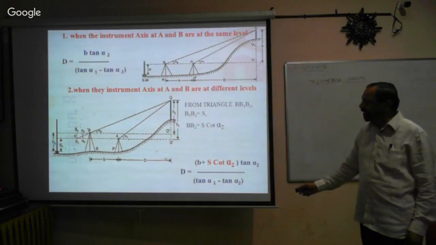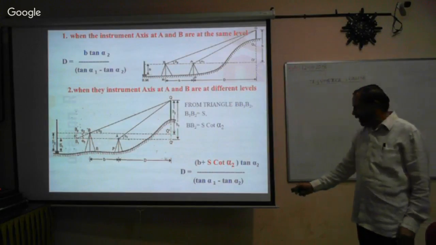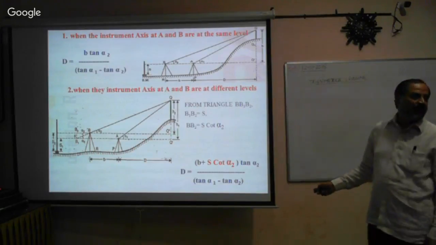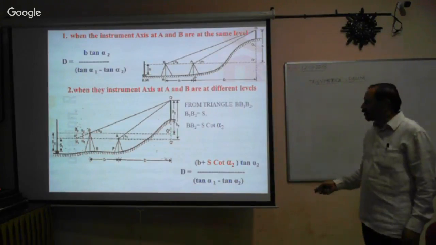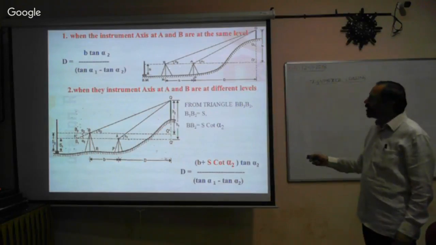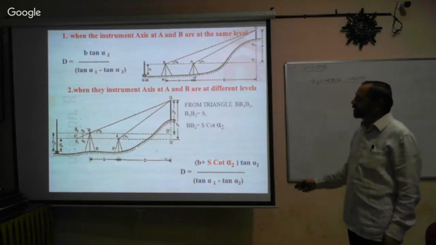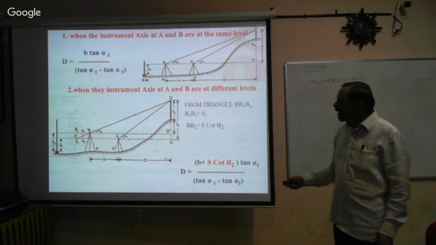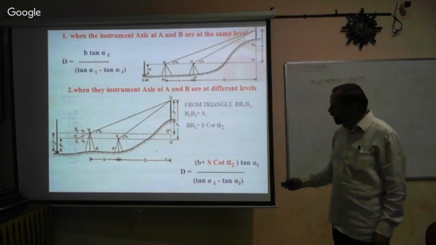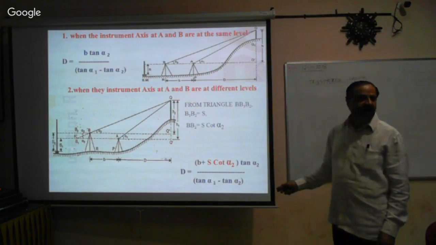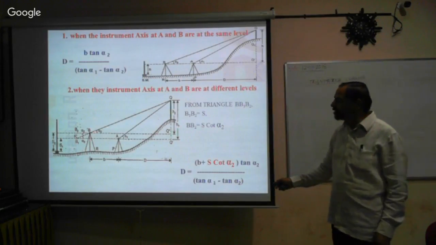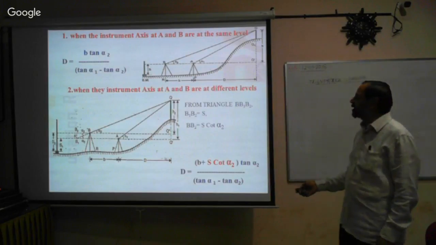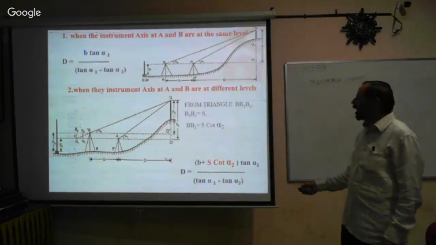In the second case, B is increased by S cot alpha 2. Now similarly, see in this case both the instrument axes are at the same level. In the second case, the instrument axes are at different levels. At the nearer instrument station to the object, the instrument axis is lower, and at the farther instrument station, the instrument axis is higher. Understood? So we have another case, that is now vice versa.